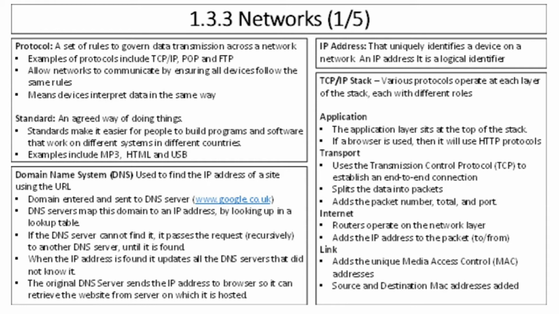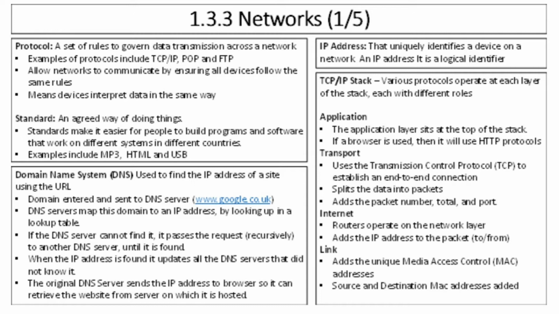The origin. When the IP address is found, it updates all the DNS servers that didn't know about it. The origin DNS server sends the IP address to the browser so it can retrieve the website from the server on which it was hosted. An IP address uniquely identifies a device on a network. An IP address is a logical identifier.